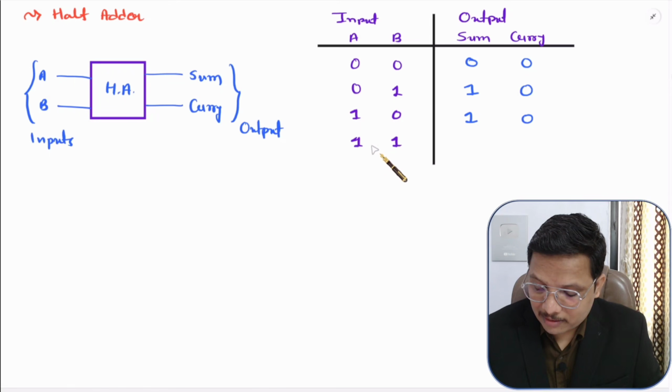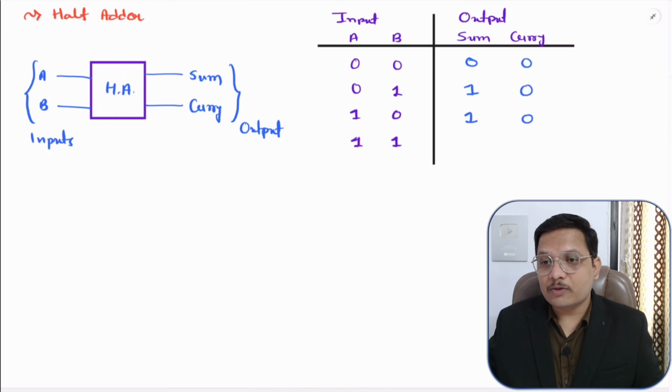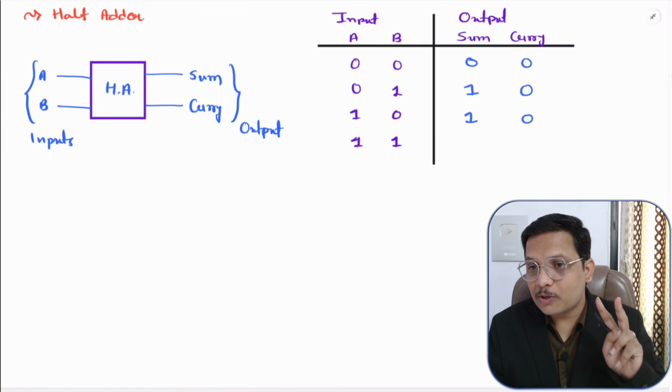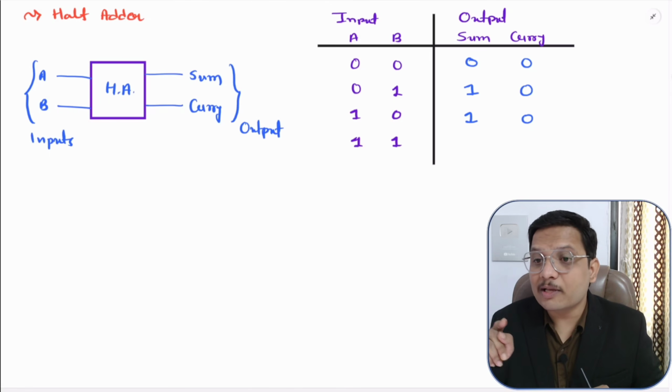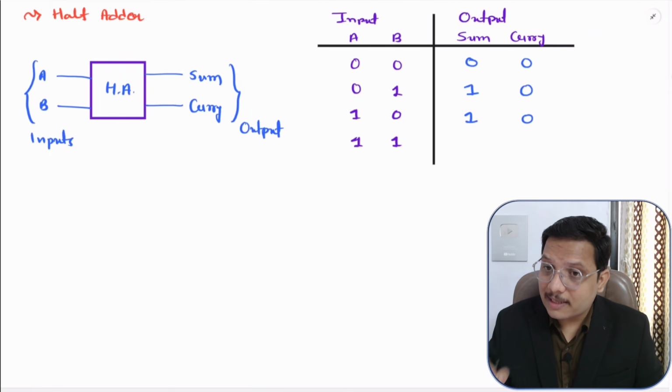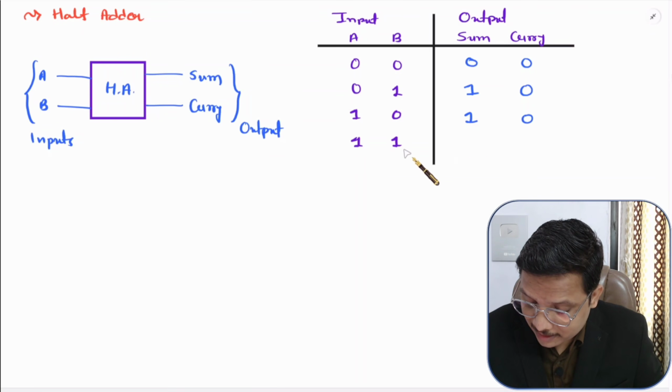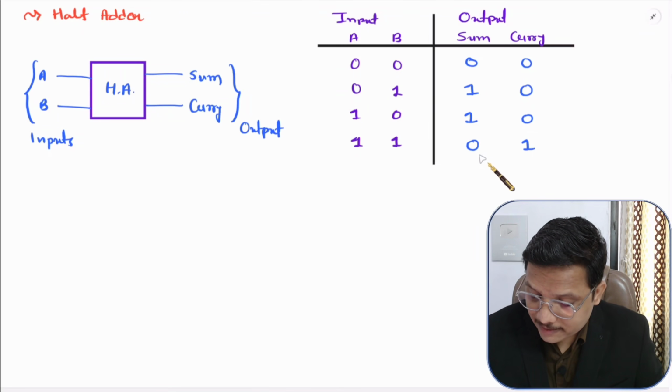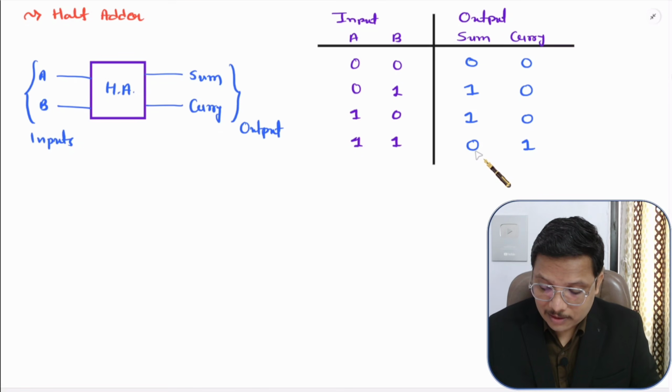When you add 1, 1, that will be 2. My dear students, what is the meaning of 2? 2 means 1, 0 in digital. So 0 is sum and 1 is carry, right? So 1, 1 addition, that is 2. So sum is 0 and carry is 1. 2 means 1, 0, so carry is 1, sum is 0.